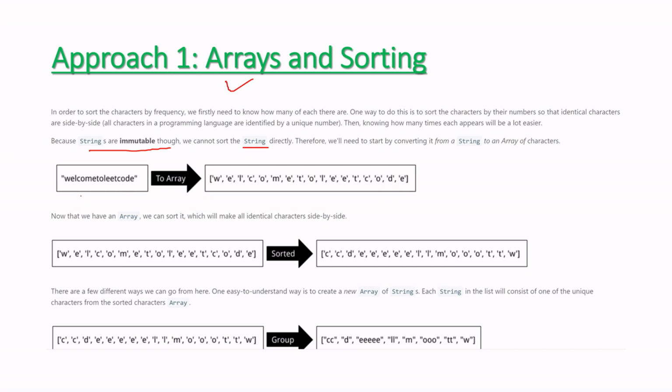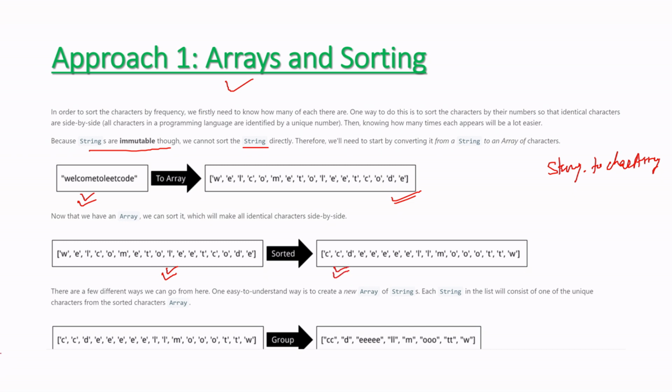So if this is a string, we have to convert it into an array. A string has a method, string.toCharArray, correct? In this way you convert the string into characters, and you will get this array. Now we have an array, and we can sort it, which will make all identical characters side by side. So if we have this character array, we sort it, and we have the sorted array.